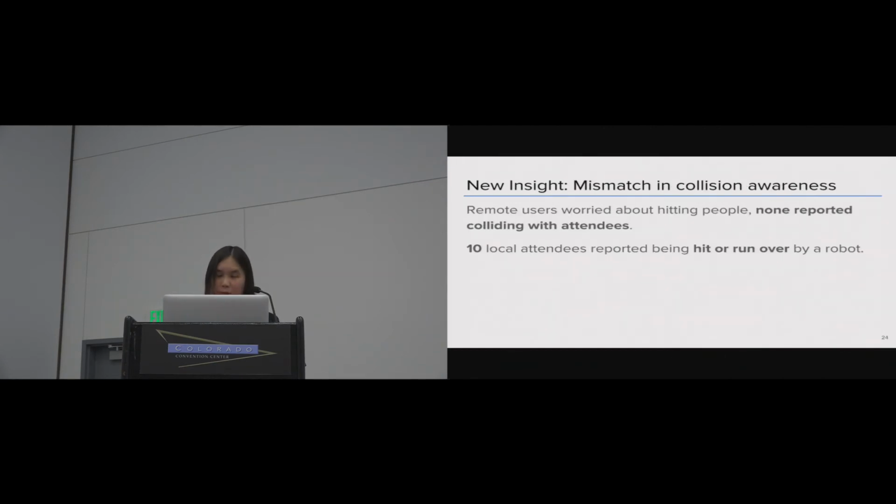Finally, past studies have reported remote user concerns about running into obstacles or remote users colliding into objects. While our remote users reported concerns about hitting people, none of them reported awareness of any collisions. However, in the post-CHI survey, we had 10 local attendees report being hit or run over by a robot. So this really highlights a mismatch in awareness about what's actually going on when people are using the systems.